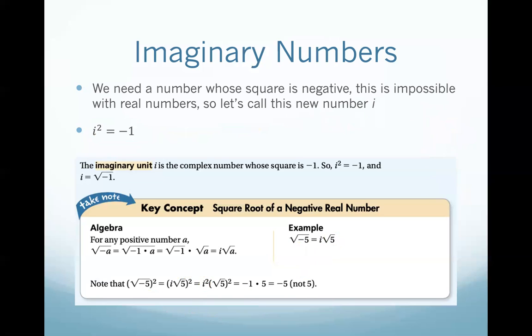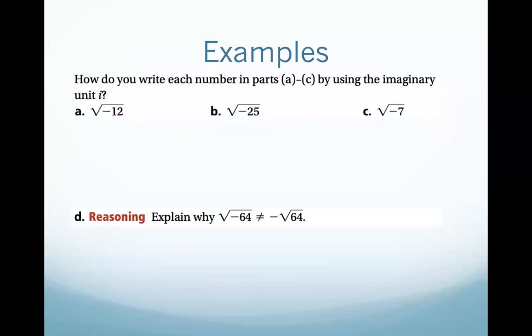Okay, so let's look at an example. If I have the square root of -12, and I want to simplify this using the imaginary unit i, the first thing that we're going to do is take that negative and separate it out. So this is the square root of -1 times the square root of 12. This is not the same thing as the negative square root of 12, and we're going to talk about that in a second.